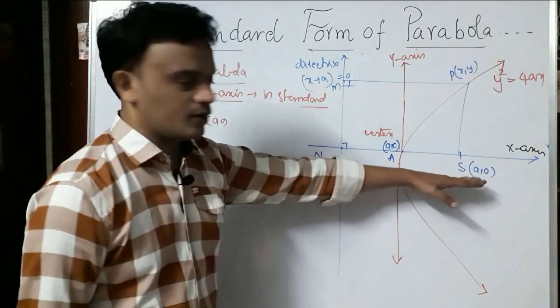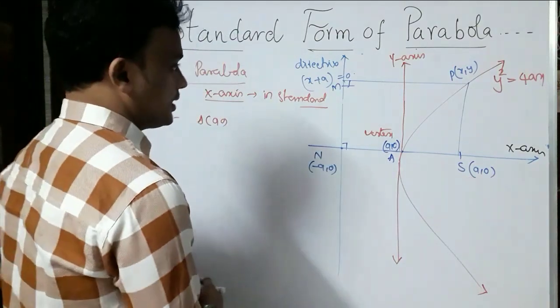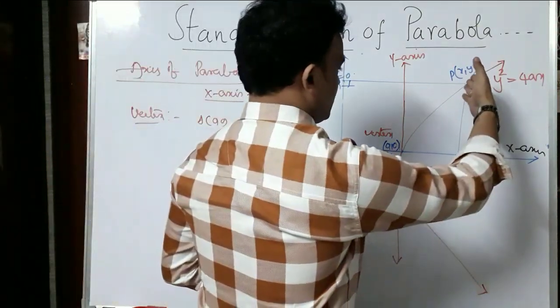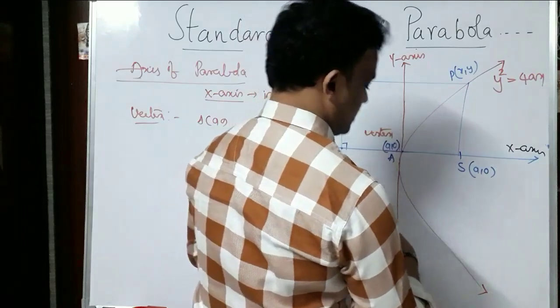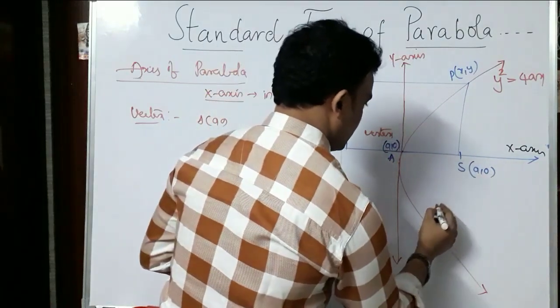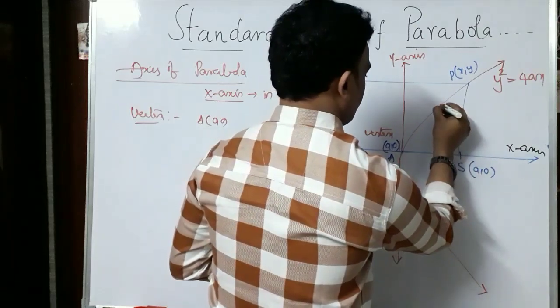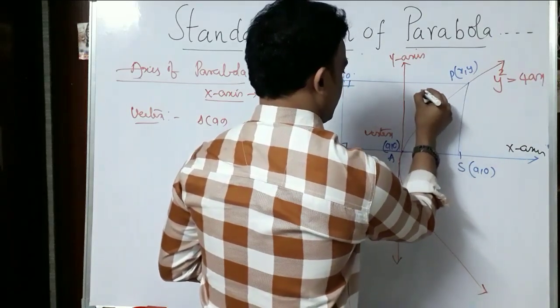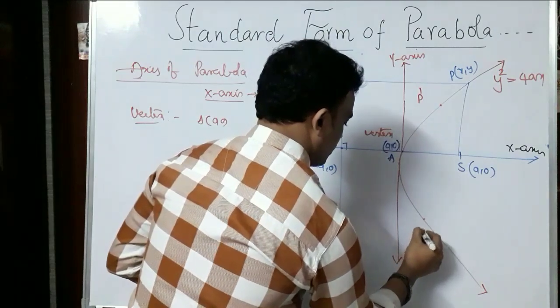S is the focus (a, 0). Here I am going to take P as any point on this one. And Q is one more point on this one. So here let us take one more point, P dash and Q dash.